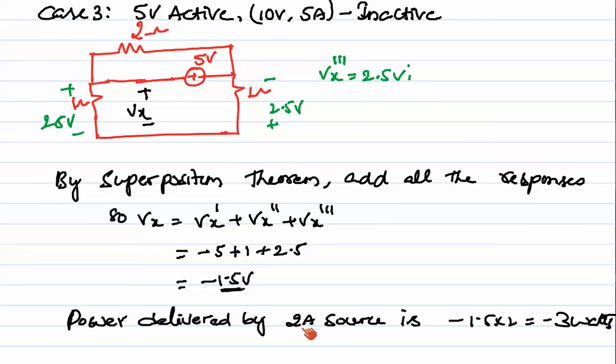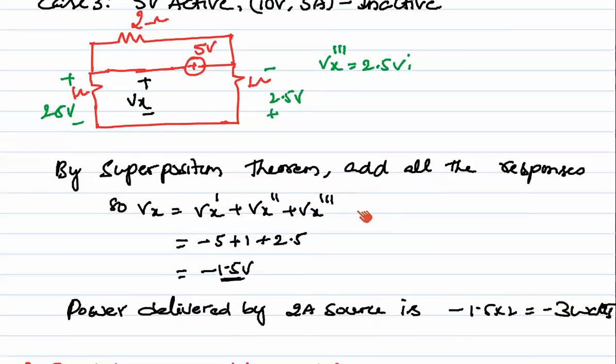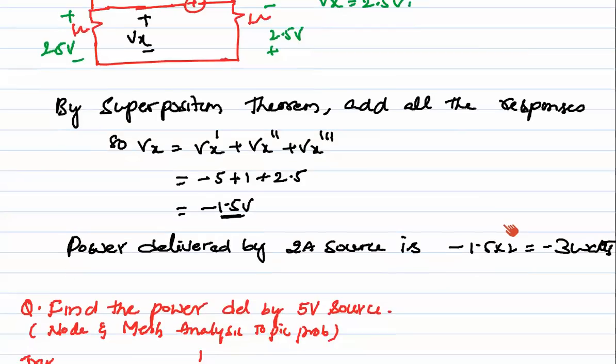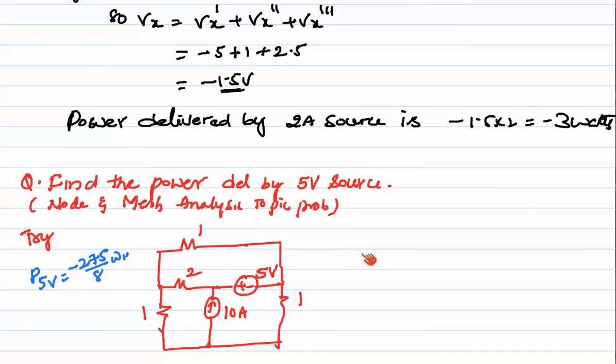Friends, the power delivered by the 2 amps is the voltage across the element times the current. So we have minus 1.5 into 2, which is minus 3 watts. This is the same answer we got by solving the same problem with node and mesh analysis in my previous lectures.